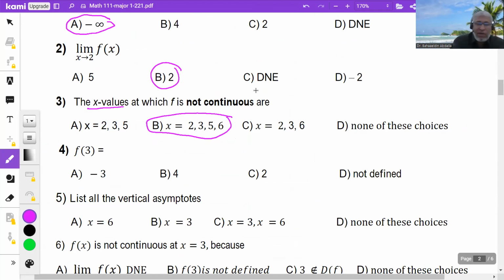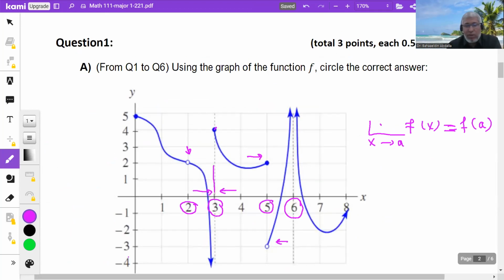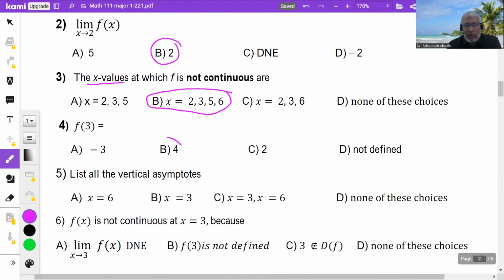What is f of 3? As we mentioned, this is 3, go up. f of 3 would be at this closed circle, which is 4. So f of 3 is 4. List all the vertical asymptotes.